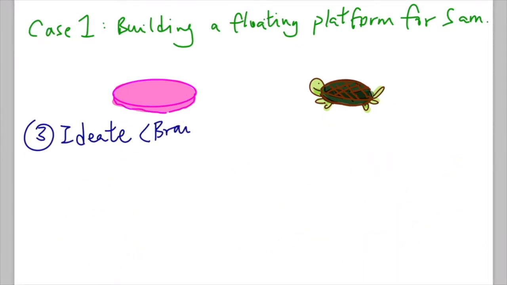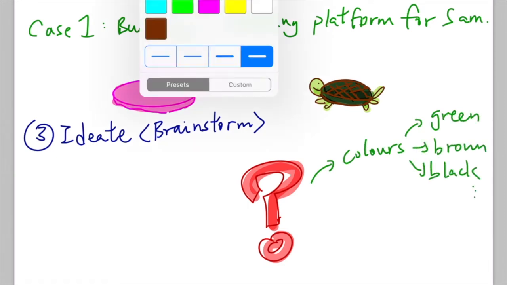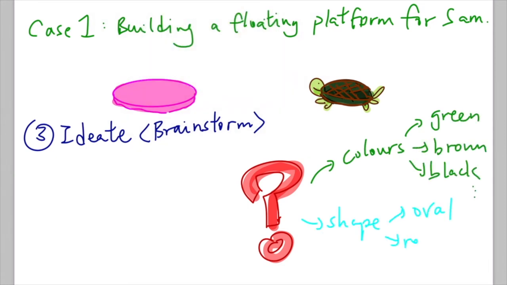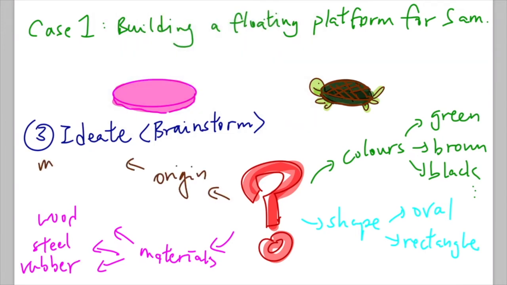Step 3, ideate. That basically means brainstorming. What we're trying to do is to think about anything that is related to the problem. For example, the colors and the shape of the platform, the material of the platform, or the origin of the platform. Is it made by us, or do we salvage it from nature?